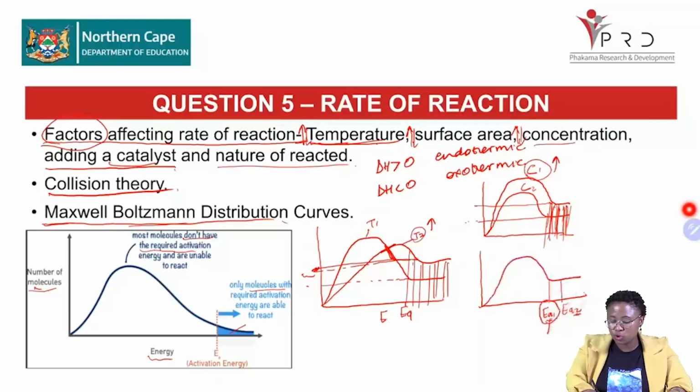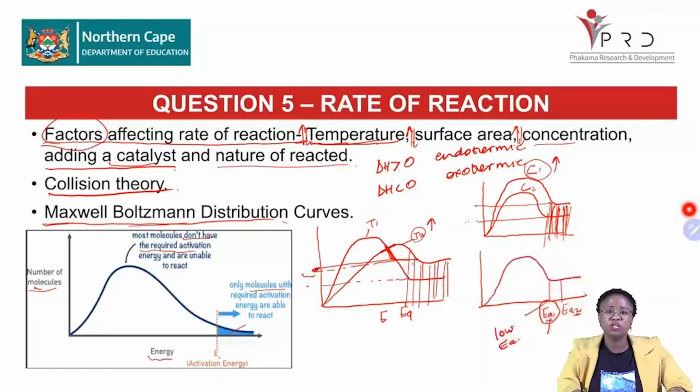Why? Because it shows a lower activation energy. So the lower the activation energy, that means that route is the catalyzed route. Because remember, a catalyst is the substance that lowers the activation energy, okay? It speeds up the chemical reaction by lowering the activation energy.